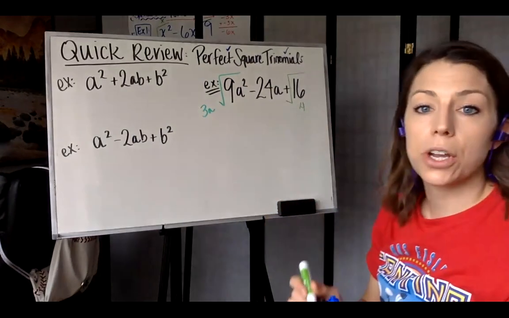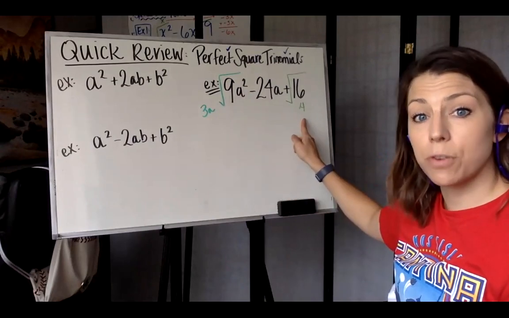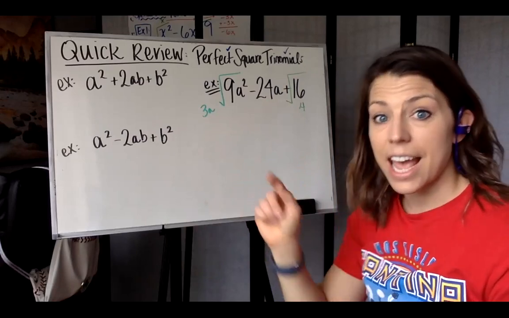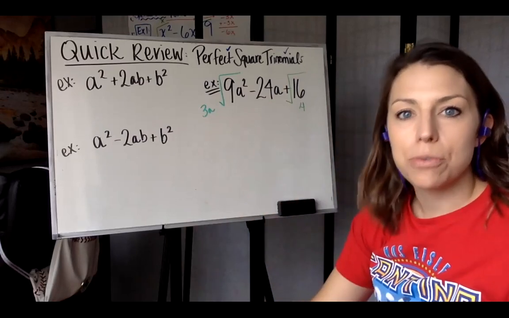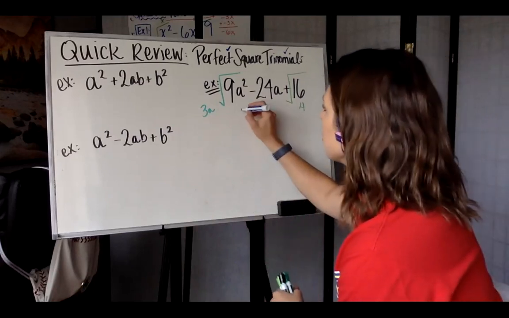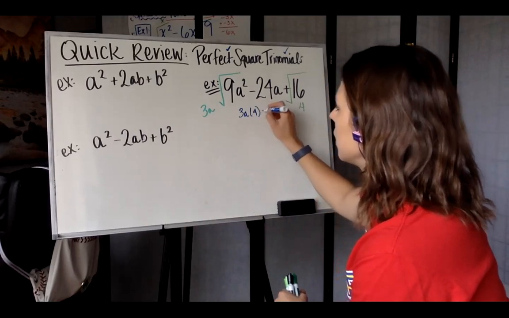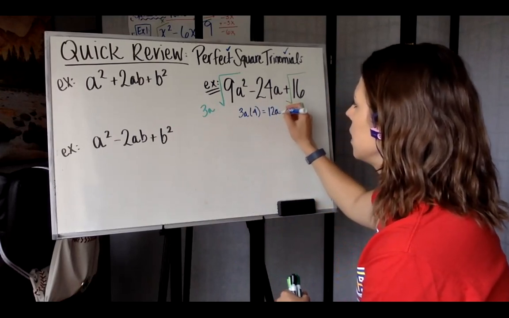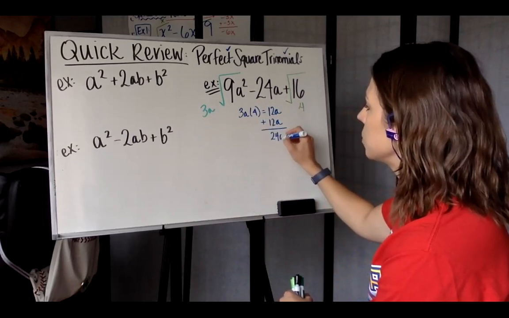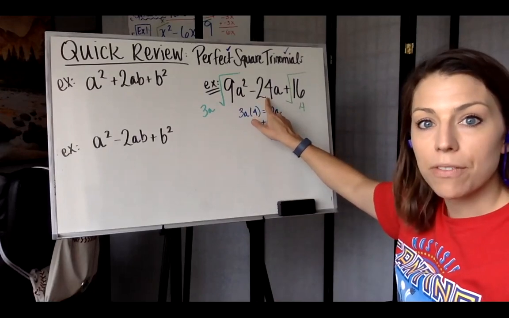4. Okay, ready? Here's what you're gonna do. You're gonna multiply 3a times 4 and double it. And if you do all of that and it equals 24a, then you know it's a perfect square trinomial. So let's see. What is 3a times 4? That's 12a, right? And 12a plus 12a is 24a. That shows us that this is indeed a perfect square trinomial.